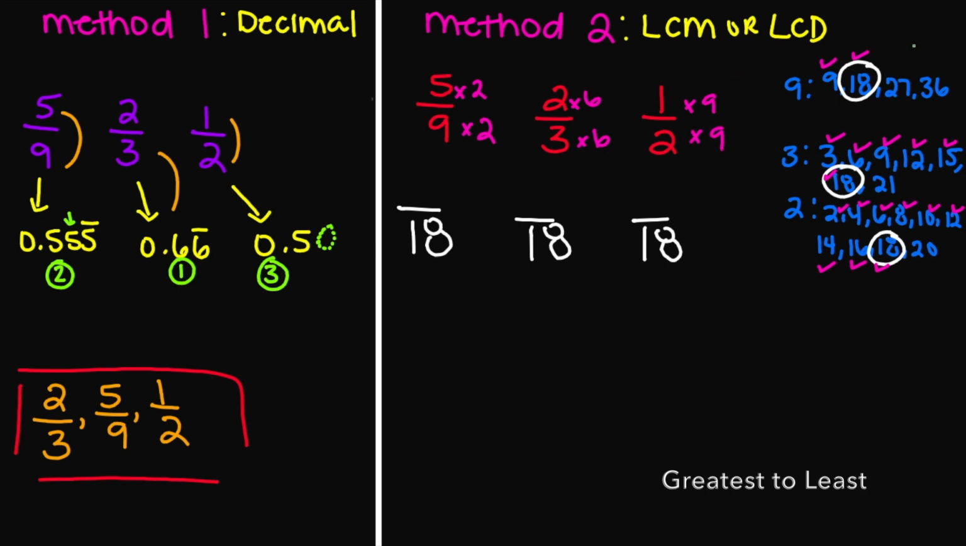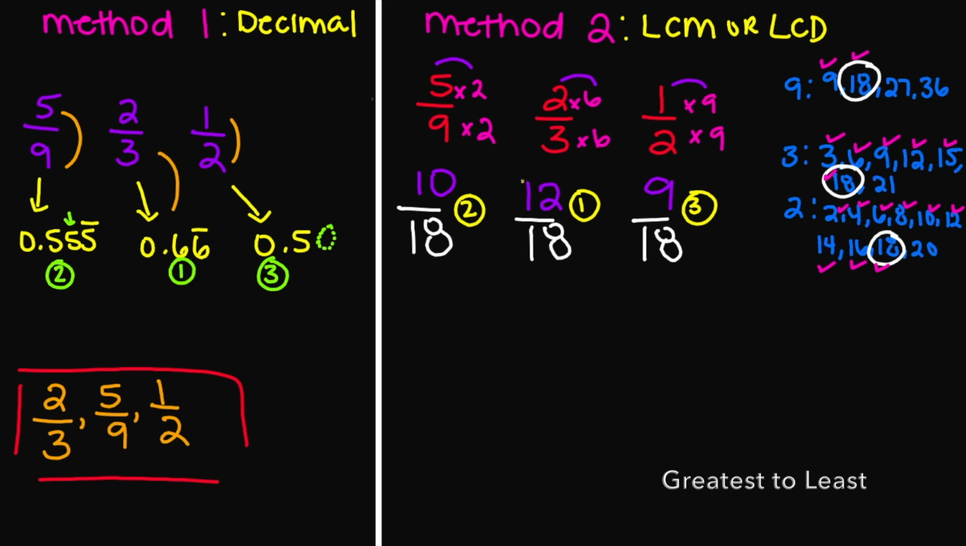And now we're going to multiply. So 5 times 2, this is 10. 9 times 2 is 18. 2 times 6 is 12. 3 times 6 is 18. And then 1 times 9, this is going to be 9. So by looking at my 10, my 12, and my 9, if we're going from the largest fraction to the smallest, I know that this is first here. Next is going to be this fraction here. And then last is going to be this fraction here.